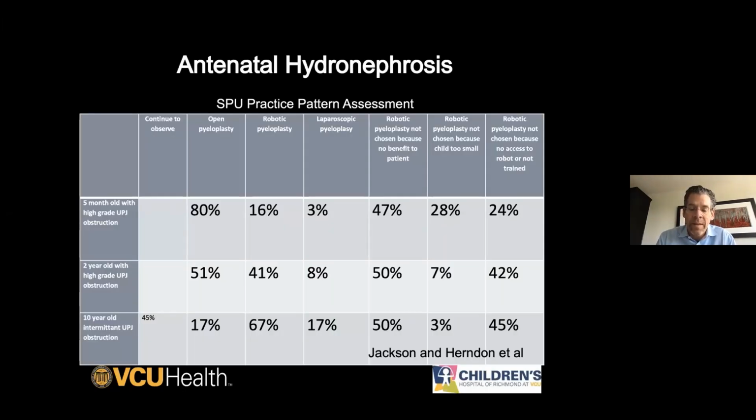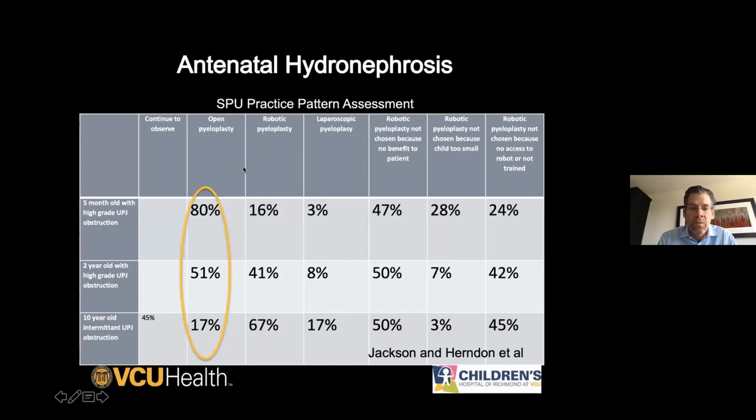Now, this is a practice pattern survey. Jess Jackson, one of my former residents, helped me with this. The idea here was to look at different ages. So this is a 5-month-old with high-grade kidney dilation, a 2-year-old with high-grade kidney dilation, and a 10-year-old with intermittent UPJ. So the questions were basically, would you do this open, robot, or lap?